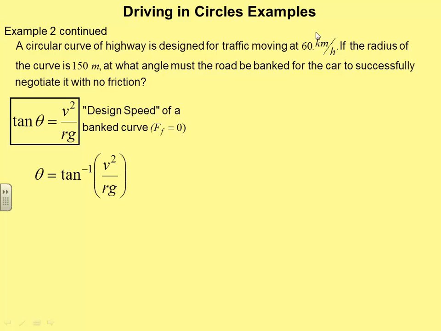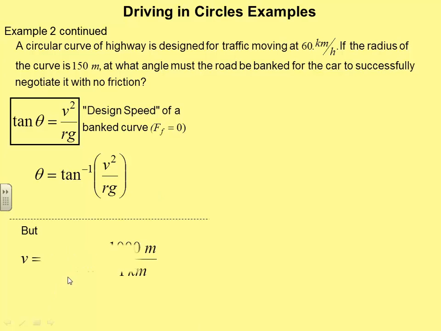If we were in Canada, this is what the road sign would say, 60 kilometers per hour. But that's not going to work in our problem because we have the radius in meters, so we can't have meters in kilometers. And remember, g, the gravitational field strength, is in newtons per kilogram, and so that's not going to work with kilometers per hour. So we're going to have to do a little conversion here, which I'm sure you'll enjoy.